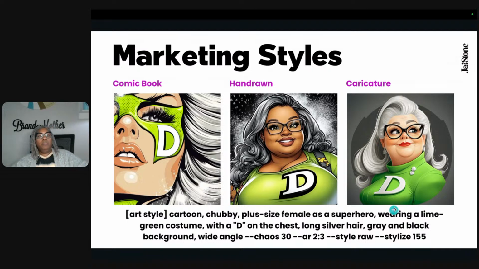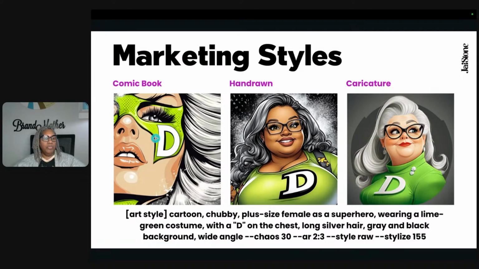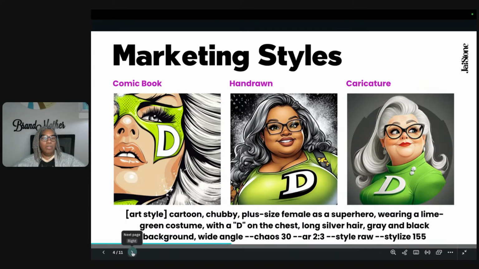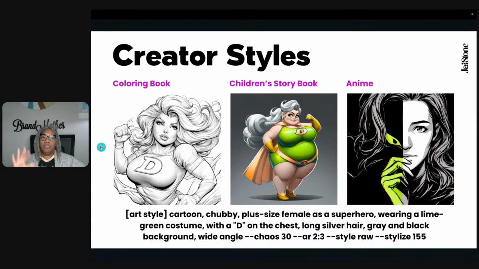Okay, so we've got the same prompt. Here it is in comic book. It did not give me the full figure here, but I still like what I got. This is a hand-drawn cartoon, and this is a caricature. All right, so let's go to the next set. Same prompt, okay? Here it is, a coloring book. Coloring book falls in the illustration and the cartoon categories, okay? It can be an illustration or cartoons because those are still two different looks.